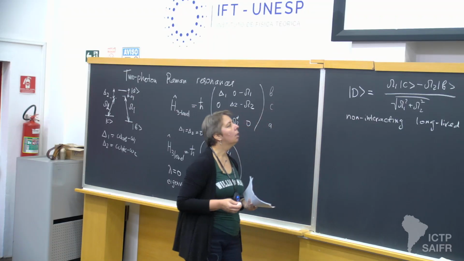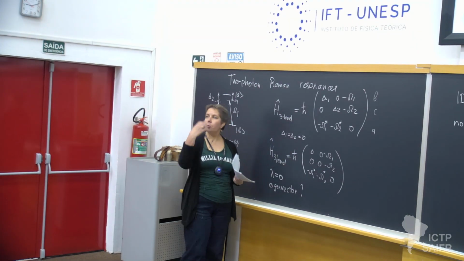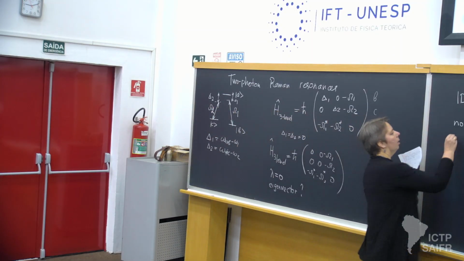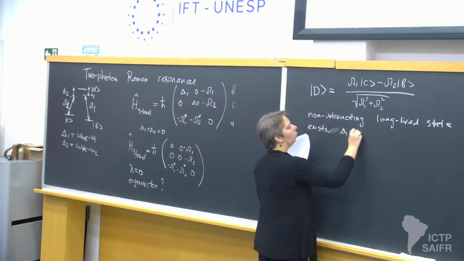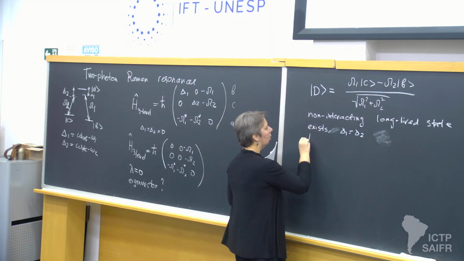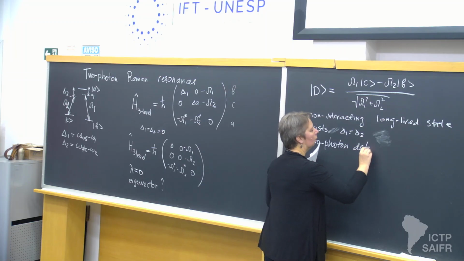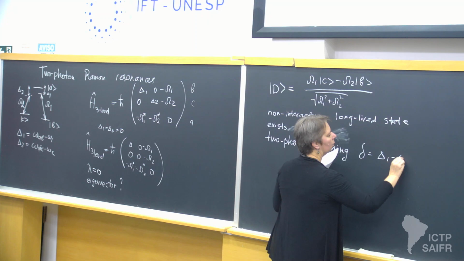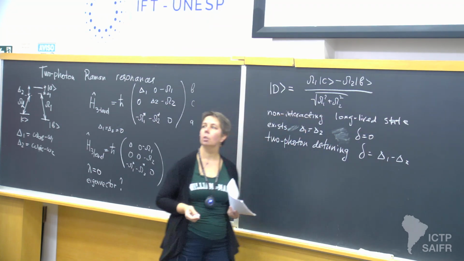Remember, we did that for a very specific case where the detunings were the same. Now, if you go through slightly more complicated algebra, you can show that this state exists for any delta 1 equal to delta 2. We define the two-photon detuning delta, which is the difference of the two. So that corresponds to delta equal to 0, so the two-photon detuning is equal to 0.